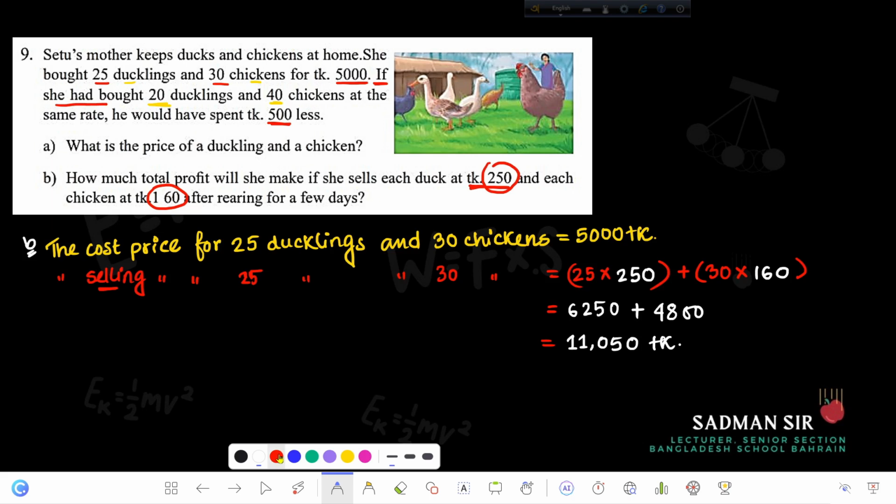So if I want to calculate the profit now, profit is equal to, we know that, selling price minus the cost price. It will be 6,050. That is the amount of profit she will make. That is the answer of question number B.